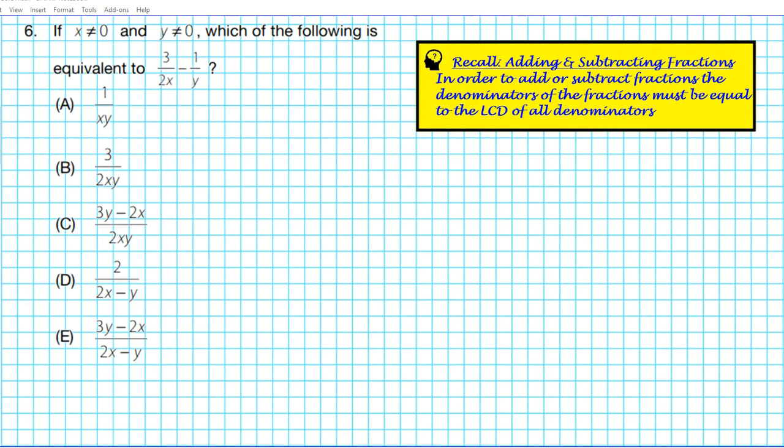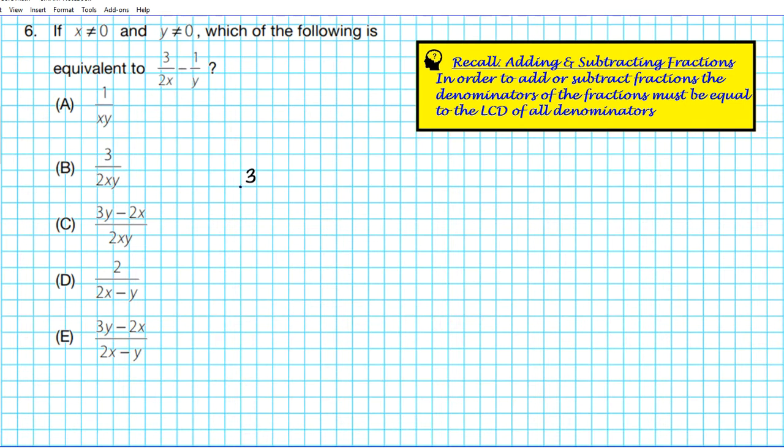It reads, if x is not equal to 0 and y is not equal to 0, which of the following is equivalent to 3 over 2x minus 1 over y? So one thing you want to recollect concerning adding and subtracting fractions is that in order for that operation to be carried out, the denominators of the fractions must be equal to the LCD of all the denominators. Okay? So let's take a look at what we have here.